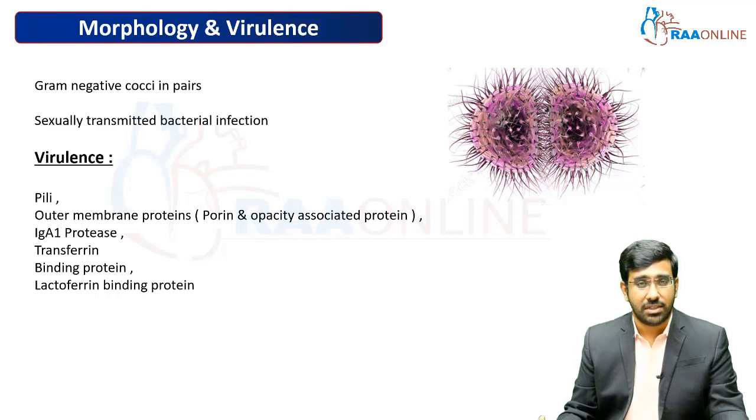So gonococcal infection, once again, is going to be transmitted by an organism called Neisseria gonorrhoeae. It is a gram-negative cocci which is going to be arranged in pairs. So again, the arrangement is very important. Depending upon the plane of division, there is going to be the arrangement.